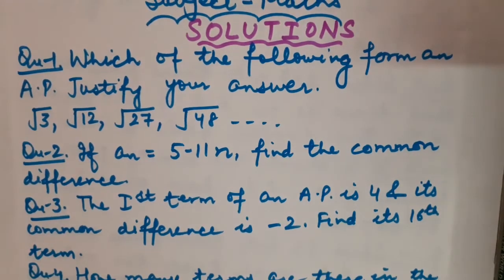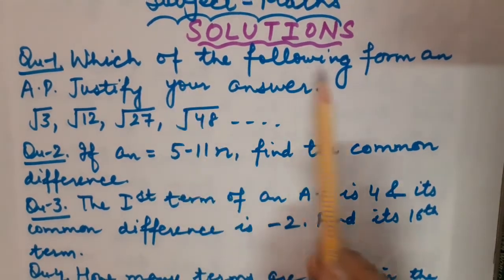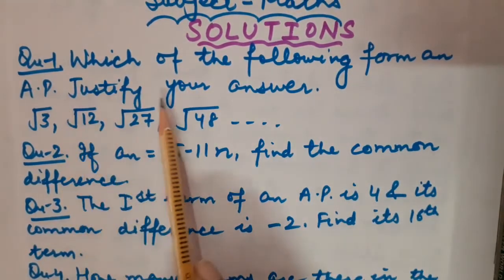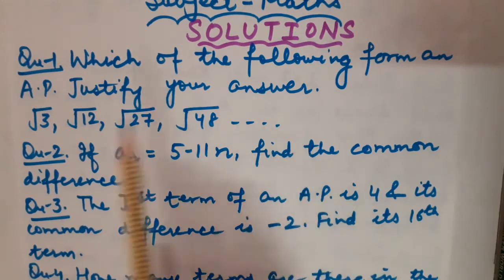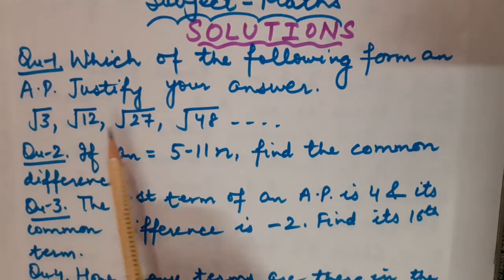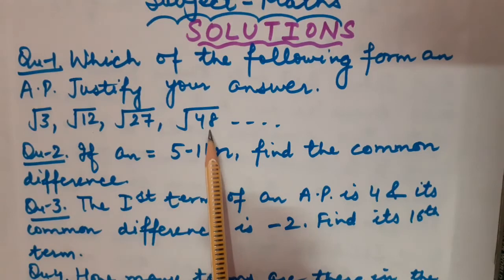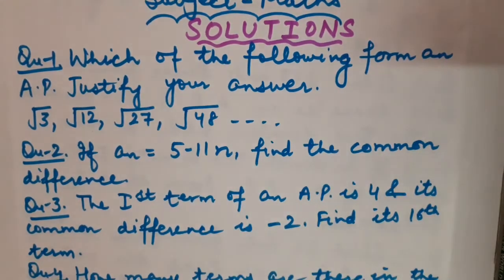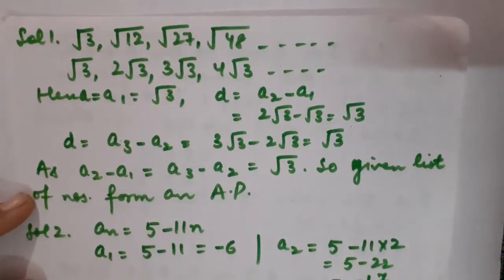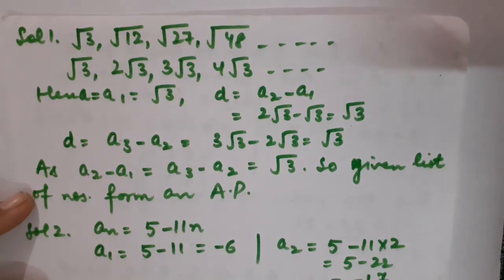So here is question number 1. Which of the following form an AP? Justify your answer. Root 3, root 12, root 27, root 48 and so on. Children, please check whether you have also done the solution like this.